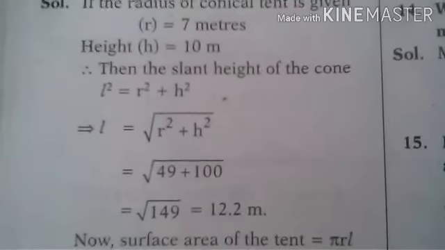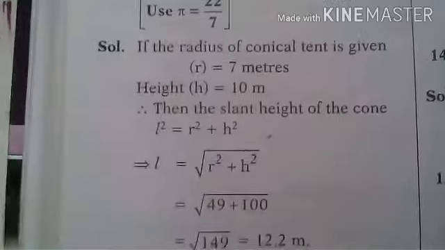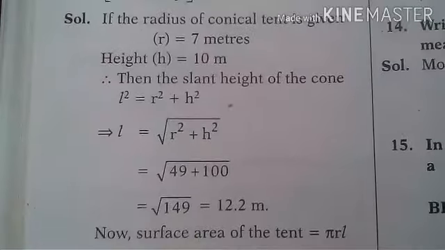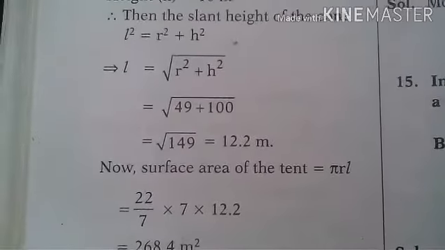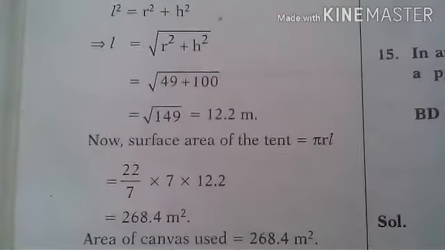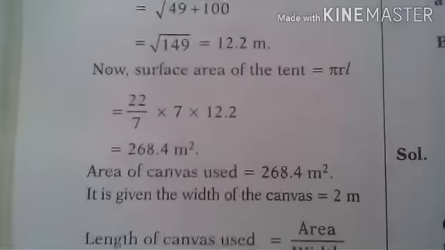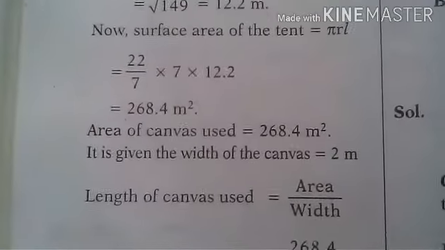Now slant height: L square is equal to R square plus H square. L is equal to square root of R square plus H square. We will get L is equal to 12.2. Surface area of tent is equal to pi R L. Now substituting values, we will get 268.4 meter square.